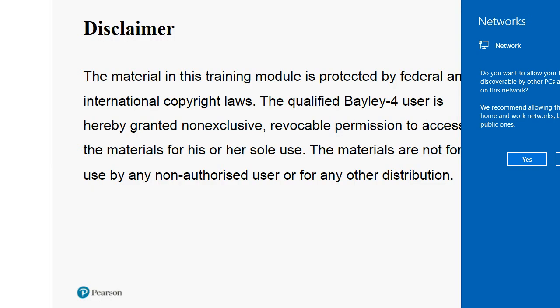The Bayley-4 module includes actual Bayley-4 items and materials. The materials in the training module are protected by federal and international copyright laws. The qualified Bayley-4 user is hereby granted non-exclusive revocable permission to access the materials for his or her sole use. The materials are not for use by any non-authorised user or for any other distribution.